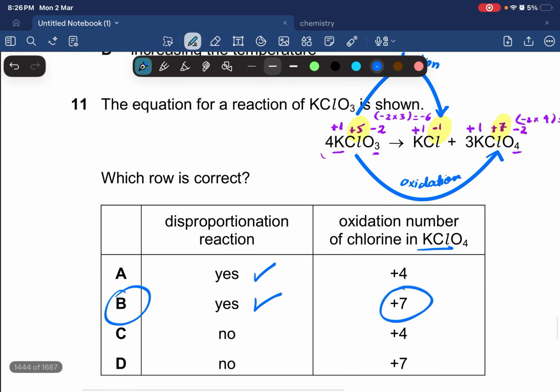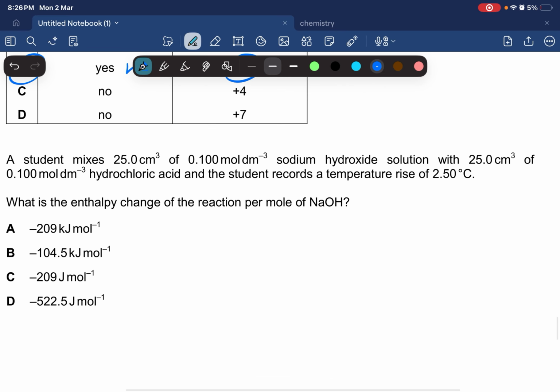Okay, a student mixes 25 cm³ of 0.1 mol/dm³ sodium hydroxide solution with 25 cm³ of 0.1 mol/dm³ hydrochloric acid, and the student records a temperature rise of 2.5 degrees Celsius. What is the enthalpy change of the reaction per mole of NaOH?